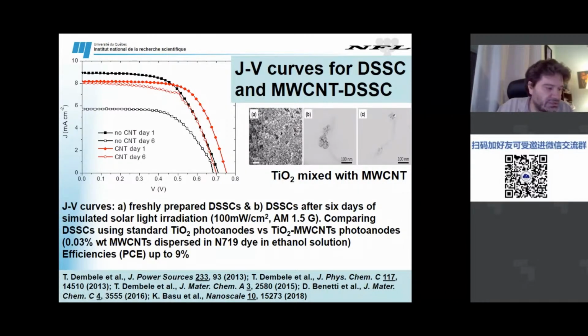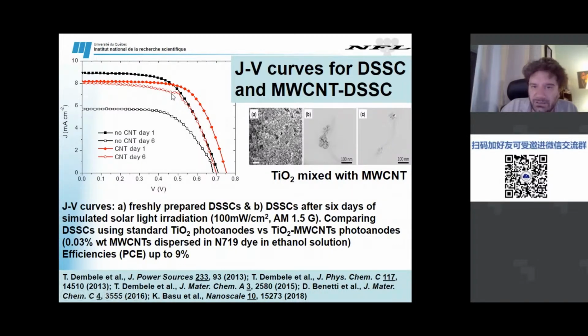On the other hand, if we include carbon nanotubes, on day 1 we get the red circles, and on day 6 we get the white circles. So there's still a drop, but it's actually much, much smaller. So clearly the insertion of the carbon nanotubes improves the stability quite a bit.